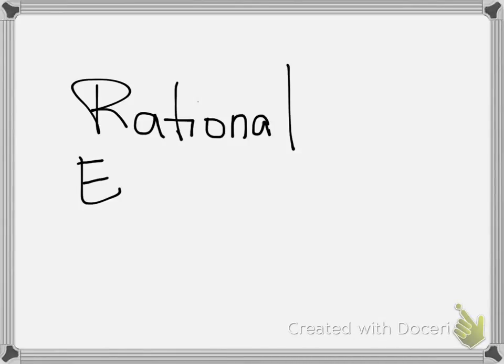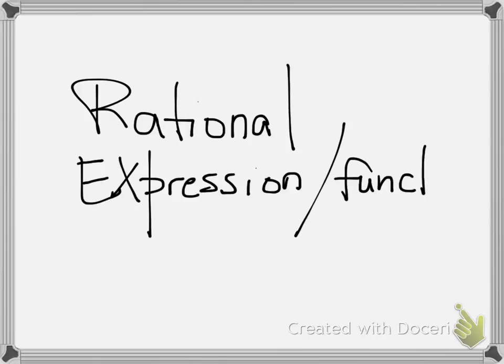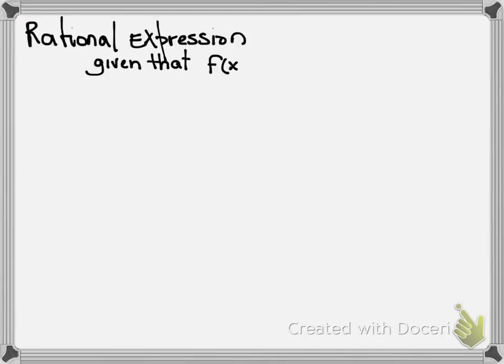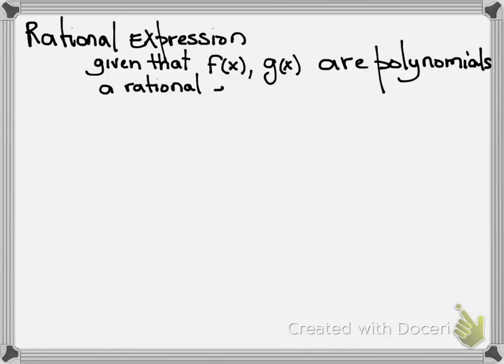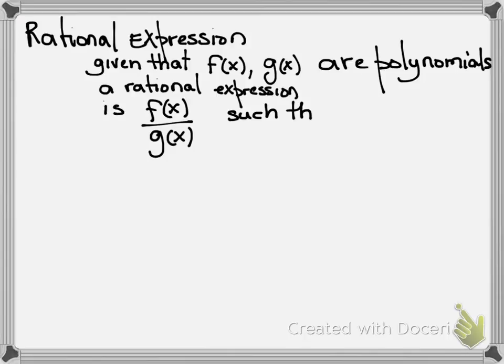Welcome back, class. Today we're going to look at a rational function and expression. So, rational function, what is that exactly? A rational function or expression is given that you have two polynomials, where you have one polynomial over the other. What you do not want is for the bottom polynomial to become zero, because anything over zero is undefined. All right?